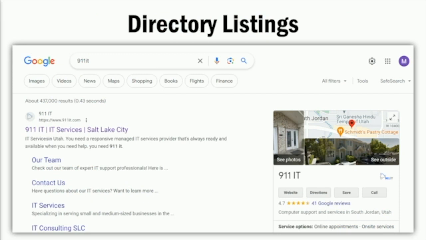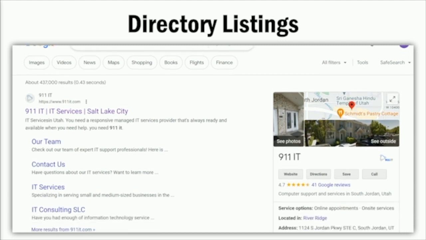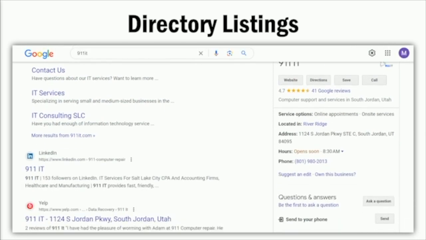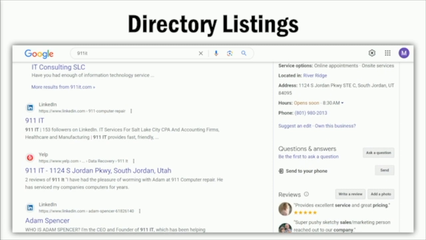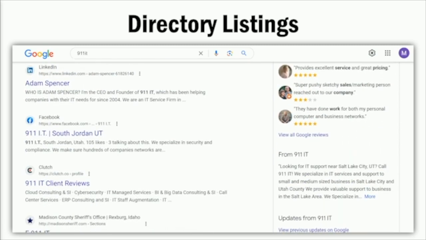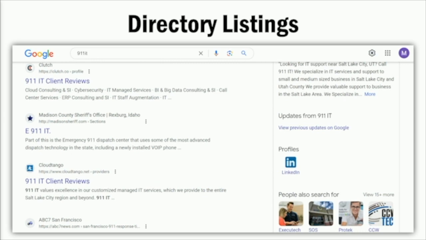So look at 911 IT real quick. So Adam's company here. It should start moving in a minute, but of course they come up first when we look for them. But then second, LinkedIn comes up. Then we got Yelp on there. Then we got Adam's LinkedIn, then Facebook is coming up, then we got Clutch, then Cloud Tango, then we got ABC7, all of that. So the big thing is, you look, after him, there's a bunch of directory listings.